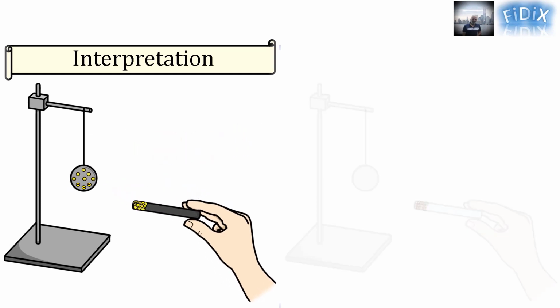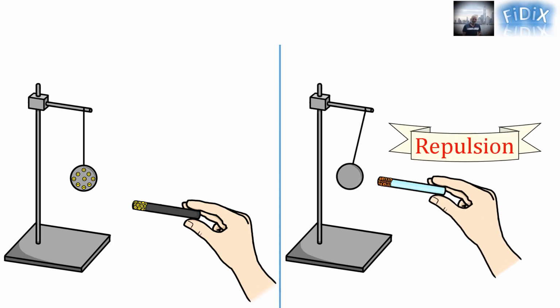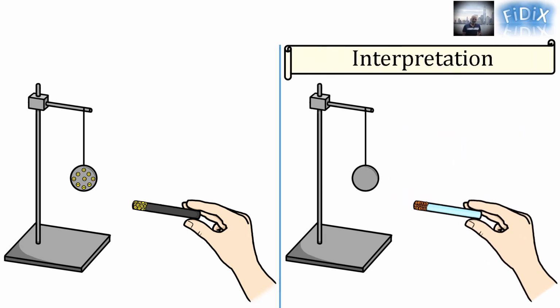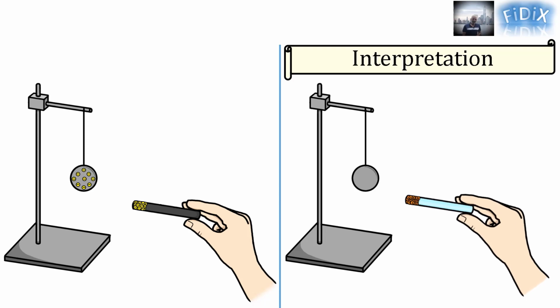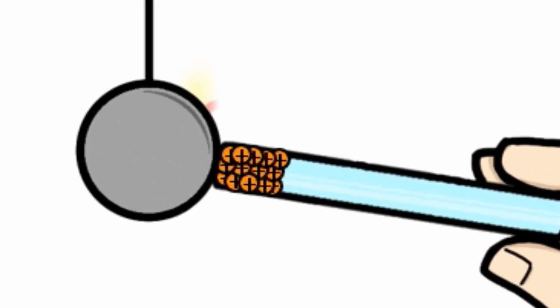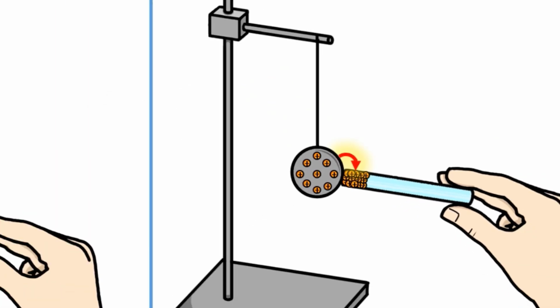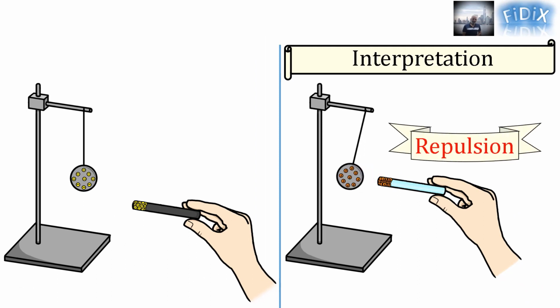We can repeat the same experiment with a glass rod instead of the ebonite rod. The glass rod and the ball also repel each other. What happens is that when we put the charged end of the glass rod in contact with the ball, some electrons leave the neutral metal ball and move to the positively charged end of the glass rod. Thus, the metal ball becomes positively charged like the glass rod, and therefore they repel each other.